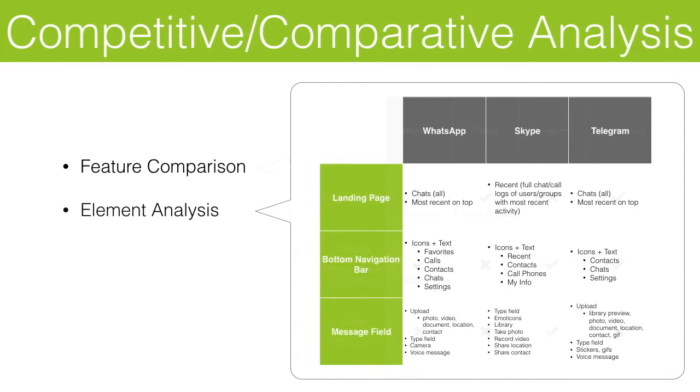And then you could also do element analysis, which is looking into more fixed parts of the interface. So it's like the landing page or the bottom navigation bar, the message field for these different apps. And you could do this, so I've done this really simply, just like bullet points. But another thing that I like to do is use a plus or a minus point, so basically it would be a plus or a dash if you're just typing it out really simply, just to see at a glance what you like or what you don't like about the different apps.